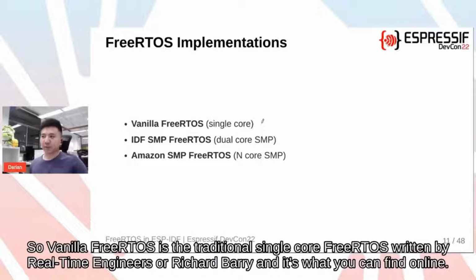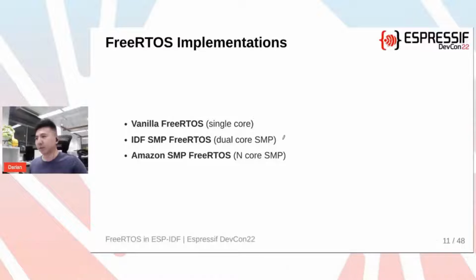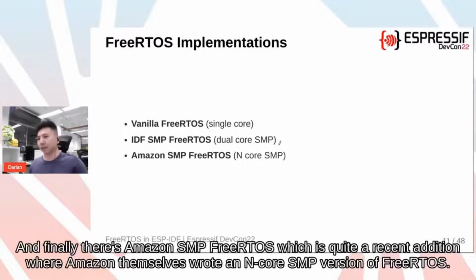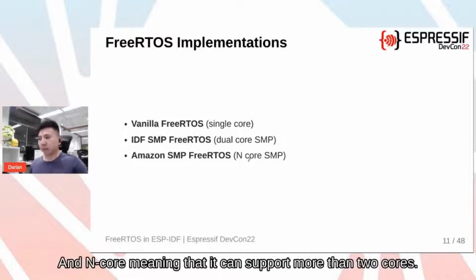So vanilla FreeRTOS is the traditional single-core FreeRTOS written by, I think, Real Time Engineers, or Richard Barry, and is what you can find online. IDF SMP FreeRTOS is the dual-core SMP modified version that was written by us and integrated into IDF. And finally, there's Amazon SMP FreeRTOS, which is quite a recent addition, where Amazon themselves wrote an N-core SMP version of FreeRTOS, N-core meaning that it can support more than 2 cores.